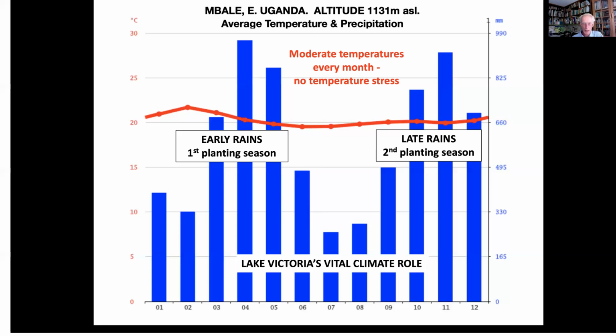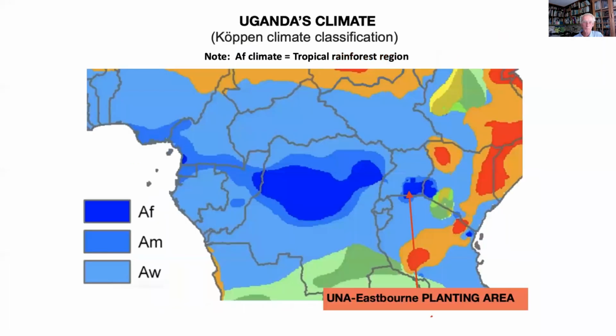Also, Uganda has another very important feature, and that is Lake Victoria, which is the second largest lake in the world. It's the largest tropical lake in the world, and that has a huge and beneficial impact on the climate. So here is a map of Central Africa, and it shows the Af climate according to Köppen climate classification, which means a tropical rainforest region.